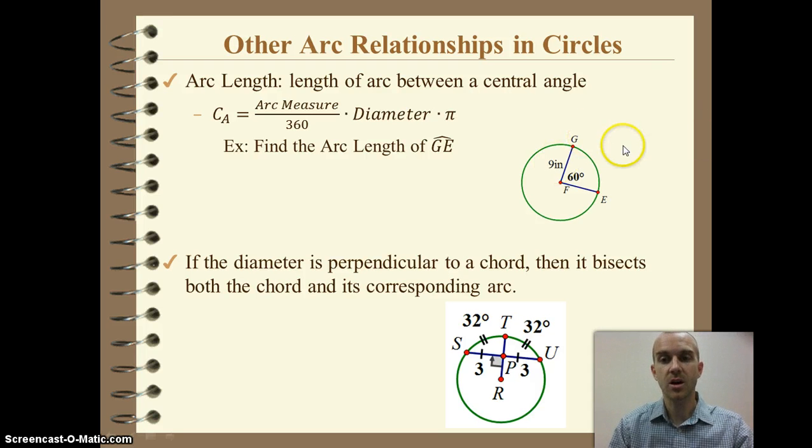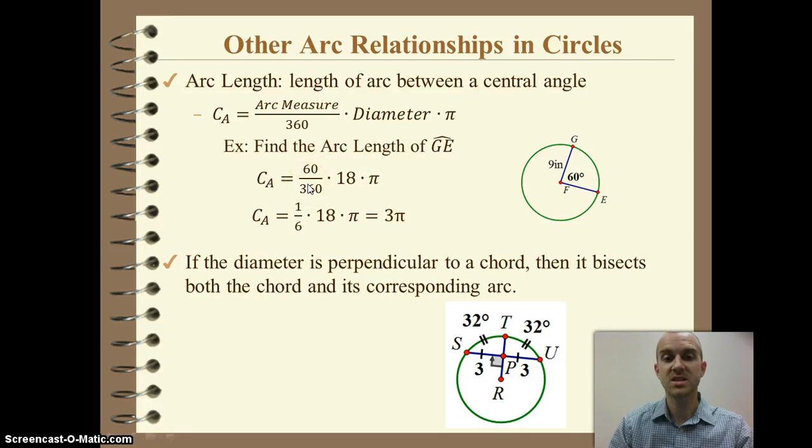And we know that the arc measure is the same as our central angle. So if we put in our pieces, our arc measure over 360 times 18, again, because that's twice the radius, times pi. So here's our circumference, and here's the fraction of the circle we're looking at. 1/6 of 18 would give us 3. So the circumference, or the arc length, for arc GE is 3 pi.